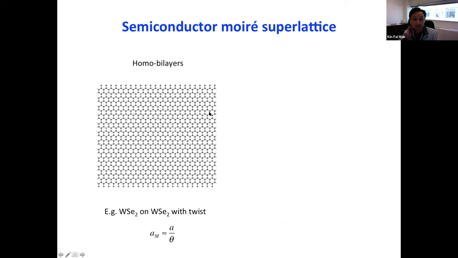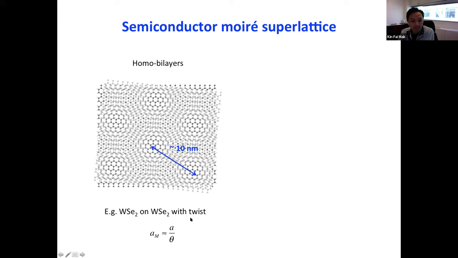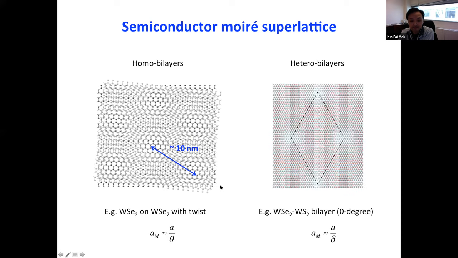Similar to graphene, you can form moiré materials using these systems. There are two ways to do it. You can put two of the same material together forming a homobilayer, for instance tungsten selenide on tungsten selenide, which is the material of choice, for example, in the groups at Columbia. If you give it a twist with a small angle theta, you produce a moiré period because of the interference in the atomic structure. The moiré period is roughly given by the lattice constant of the original material divided by the angle theta.